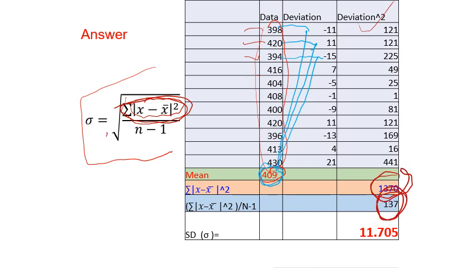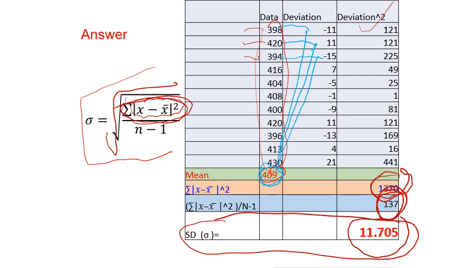And finally, we put them under the square root. So the square root of 137 is equal to 11.7, which is the standard deviation. So the standard deviation is calculated as 11.705. You can calculate it manually, or you can calculate it by Excel, but if you want my advice, please practice it manually.